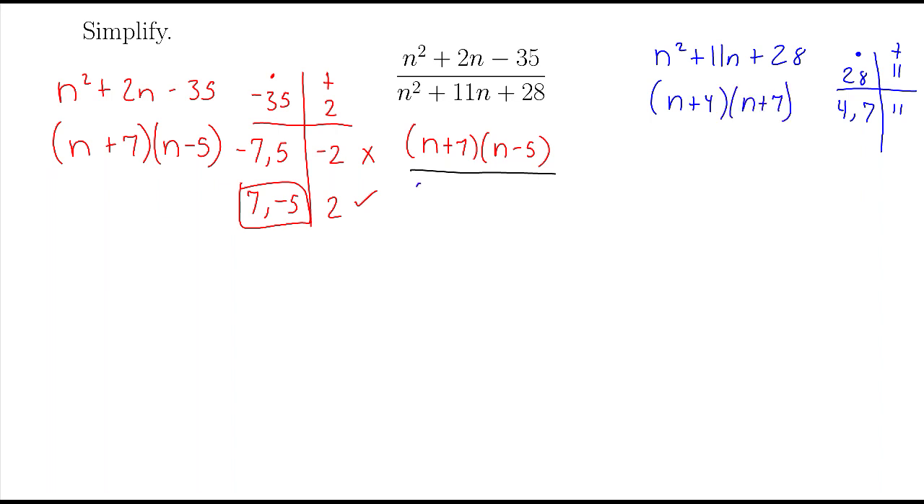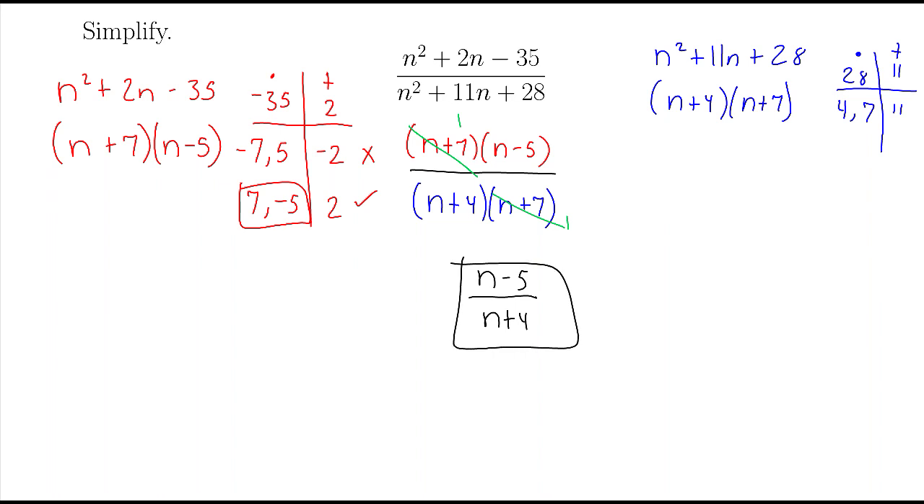Okay, once it's written out, the rational expression is written out as a fraction of factored terms on the top and on the bottom, then we can easily say that n plus 7 divided by n plus 7 is 1 over 1, right? So really this becomes 1 times n minus 5, which is n minus 5, over n plus 4 times 1. That would be n plus 4. So the simplified form of the original fraction here, rational expression, is n minus 5 over n plus 4.